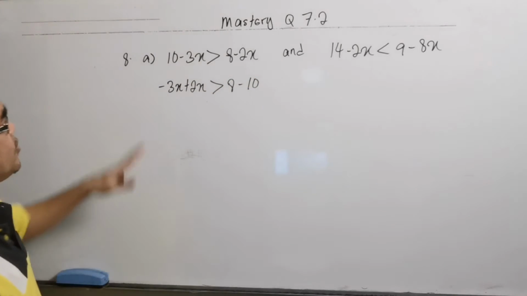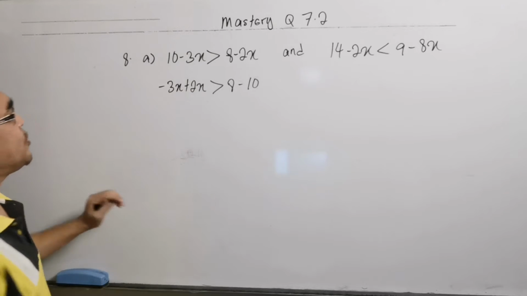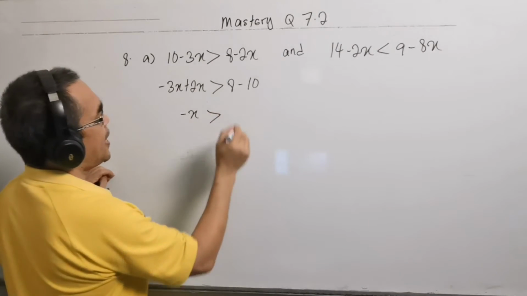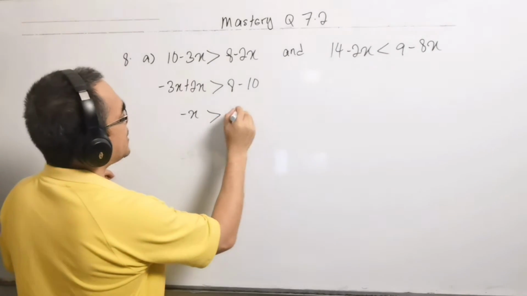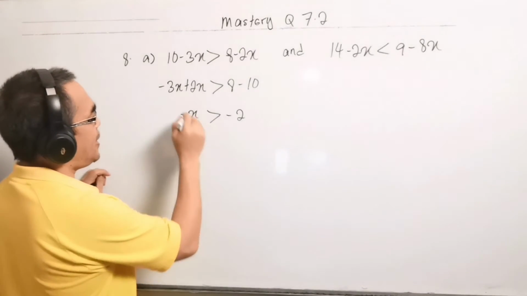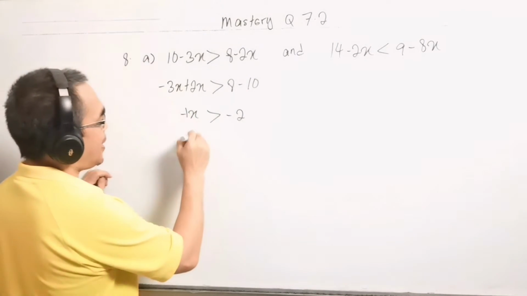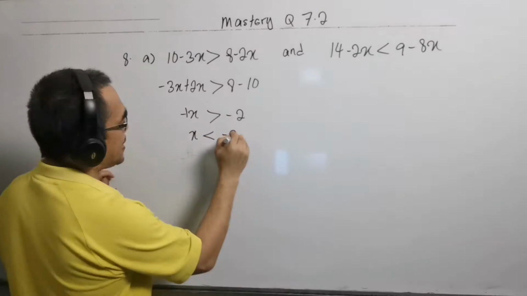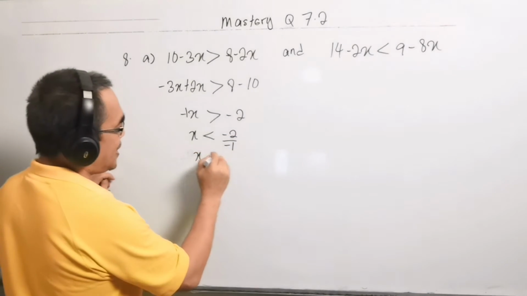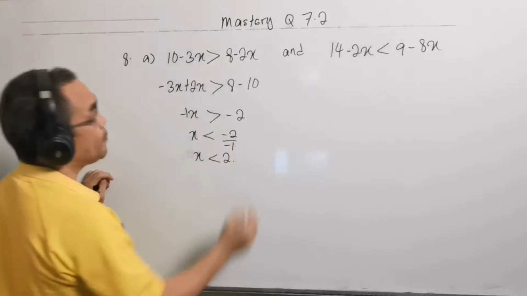okay, then you simplify. Negative 3x plus 2x will be negative 1x. And here will be negative 2. And when we divide by, this is negative 1. So x will be less than negative 2 over negative 1. So x will be less than 2.